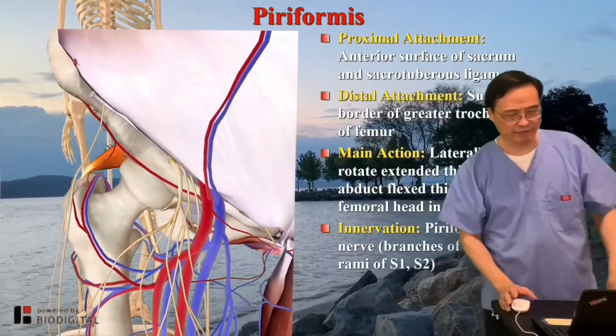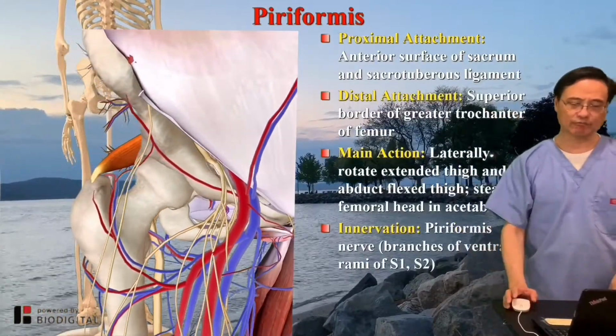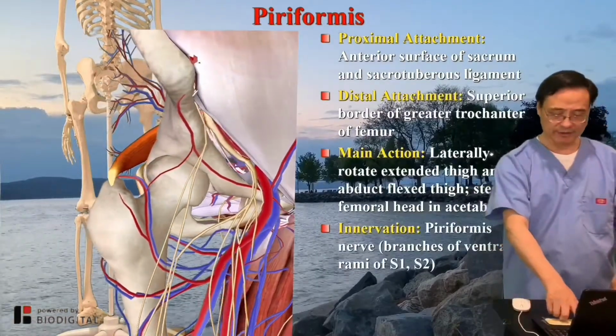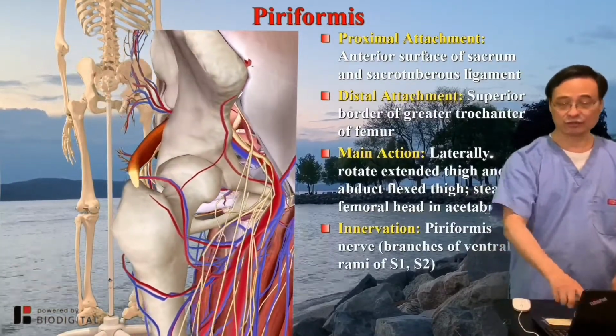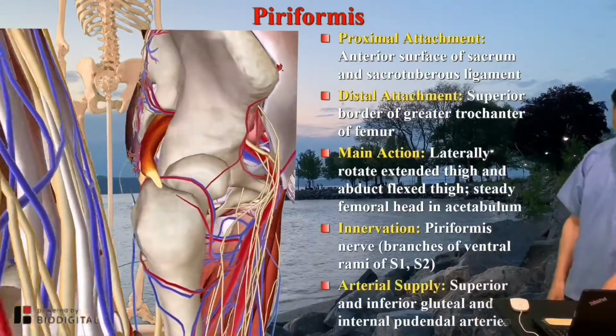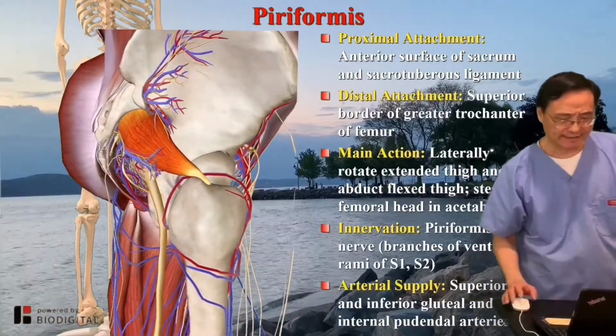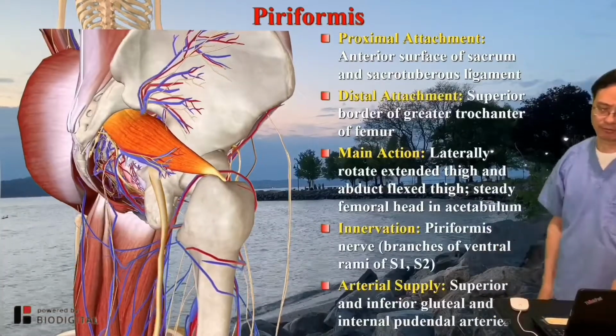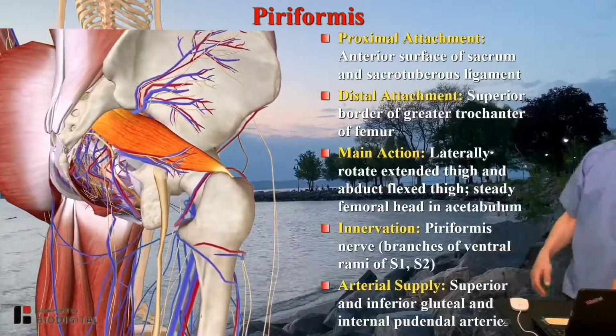Innervation. This nerve innervation is the piriformis nerve, branches of the ventral rami of S1, S2. Arterial supply, superior and inferior gluteal and the internal pudendal artery. Okay, arteries.